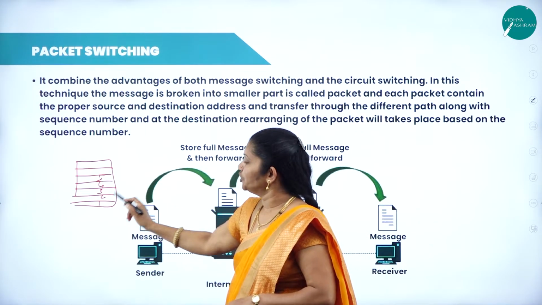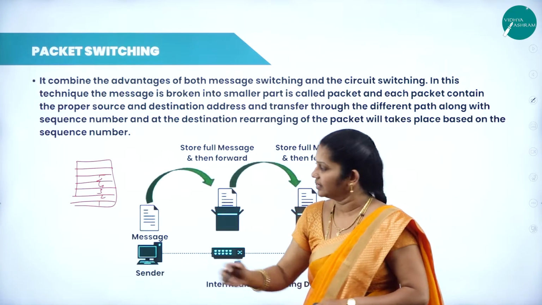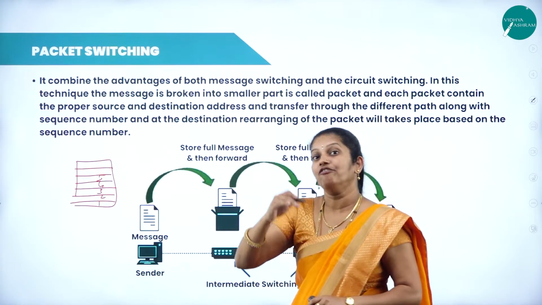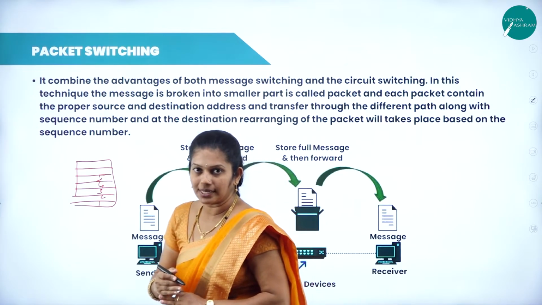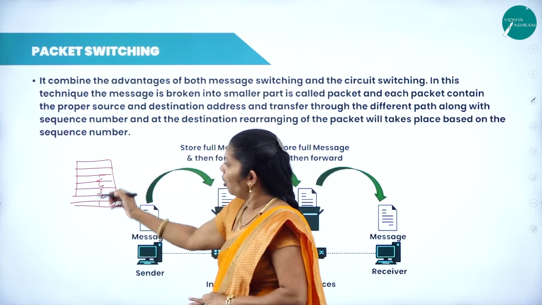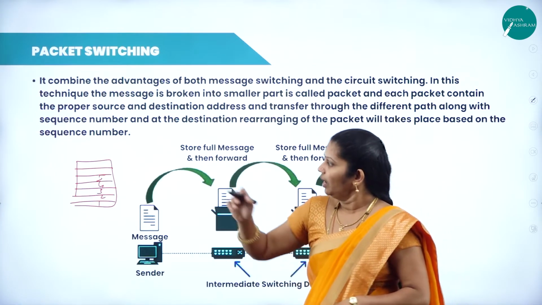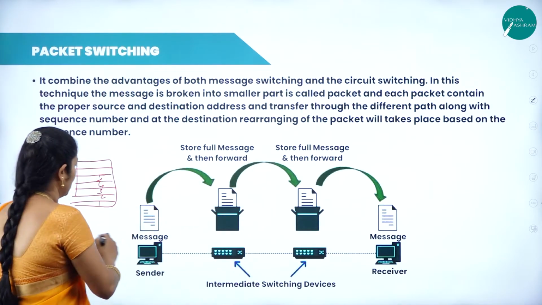Each packet has both a source address as well as a destination address. The first packet has the source address from where it is starting and where exactly it has to reach. The second packet also has both source address and destination address. All the packets are connected to the source address as well as the destination address.